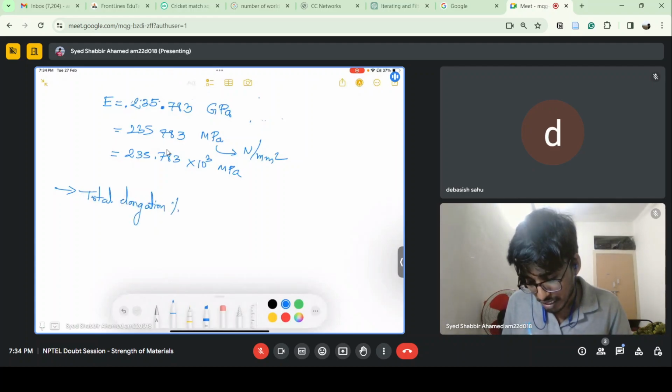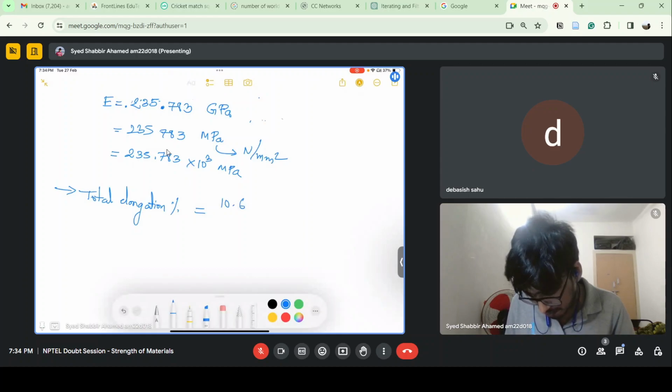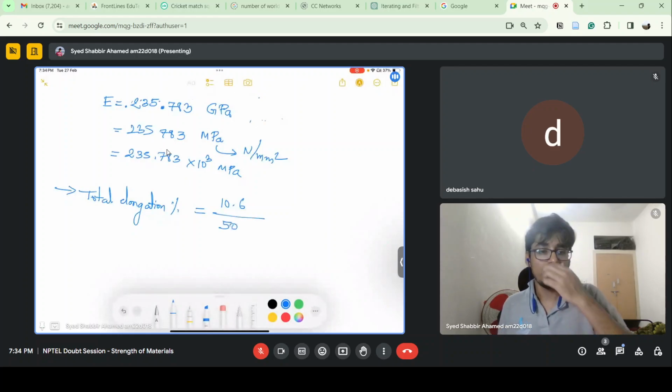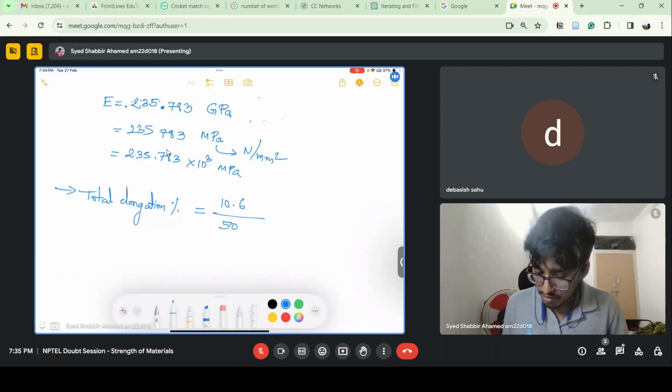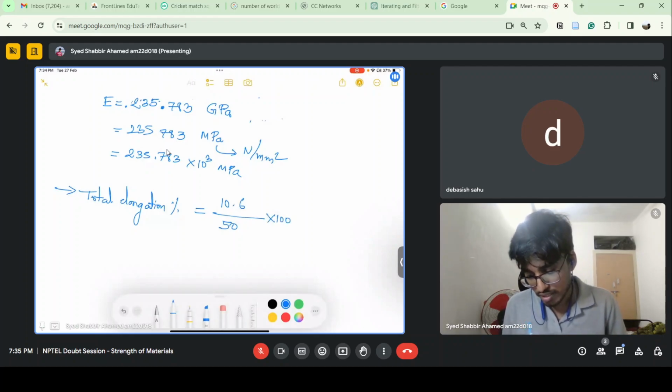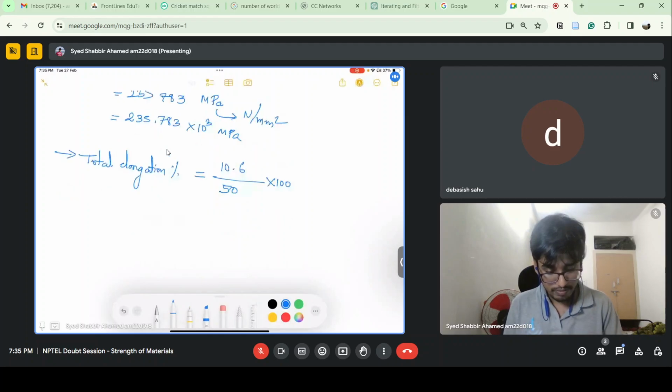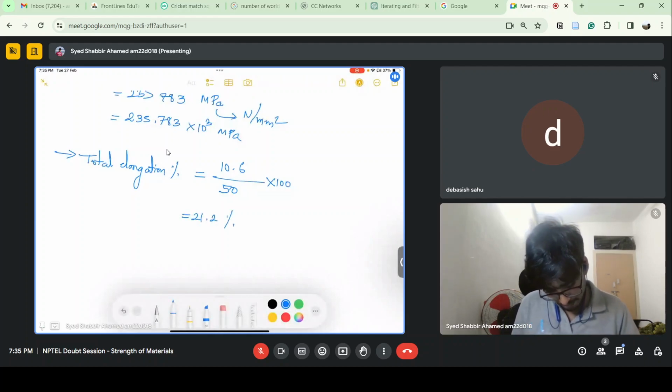So total elongation percentage is basically total elongation. They have given it as 10.6 mm, and the gauge length of the specimen is 50, into 100. Change in length by original length into 100. So this is the elongation percentage. If we do it, we get 21.2%.